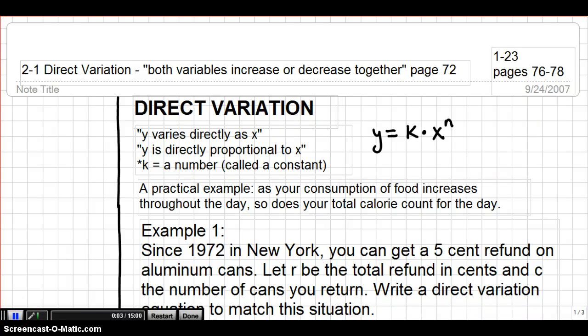This lesson is for Advanced Algebra, Lesson 2-1 on direct variation. Students need to be aware of the fact that there are several types of variation that we'll be studying in the next chapter, and the first type that we're going to look at is this type called direct.